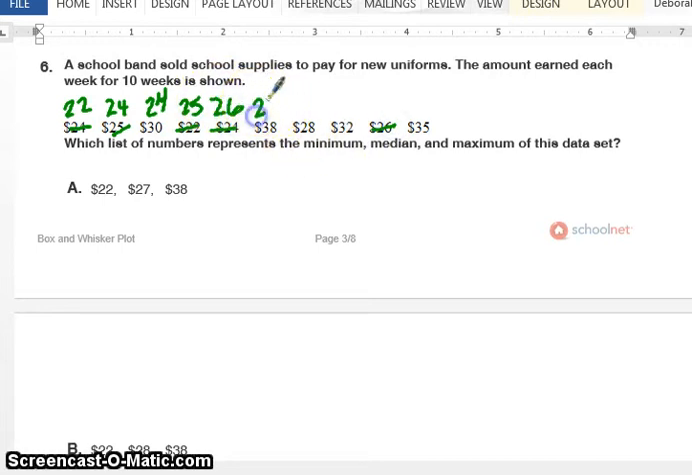and 28, 30, 32, and 35, and then 38 is the last one. Okay, now this is a strategy you can use to make sure you have all the numbers that you need, is to write them above or below. So I know that I've matched up everything with another number, meaning that I've got the right amount of data. I've got all my data included.